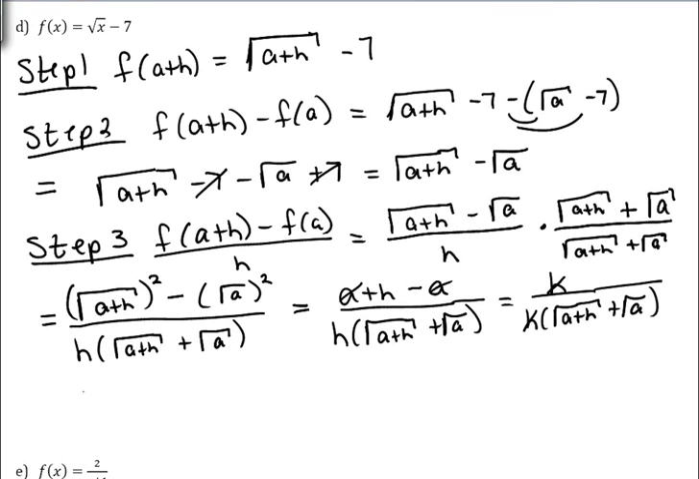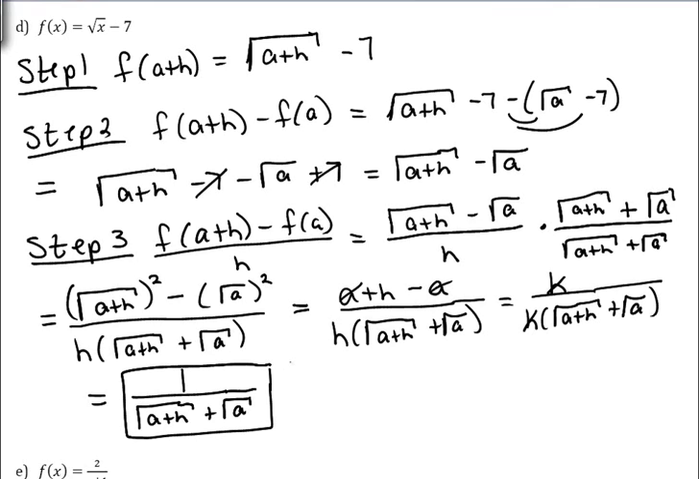Now we can cancel these h's, and don't forget you're really dividing this h on the top by h. You're dividing this h by h and dividing this h by h. So there's a 1 left on top. That's really important to remember, that there's a 1 left up on the top, and in the denominator we have the square root of a plus h plus the square root of a. And there's our final answer on that one.